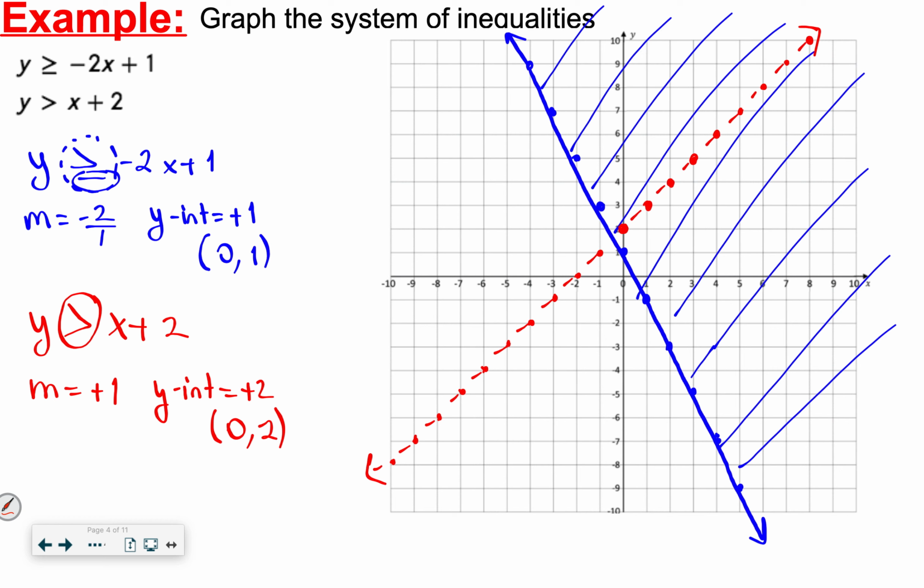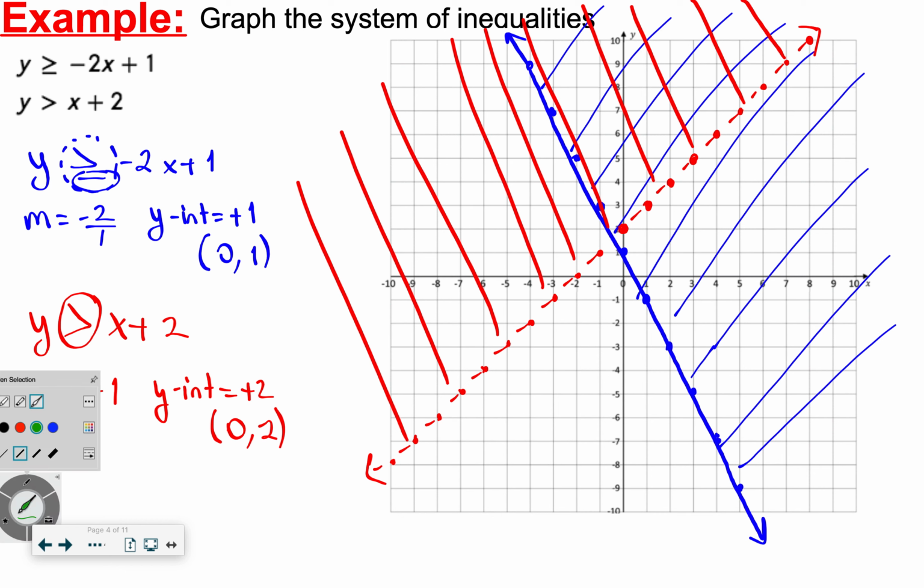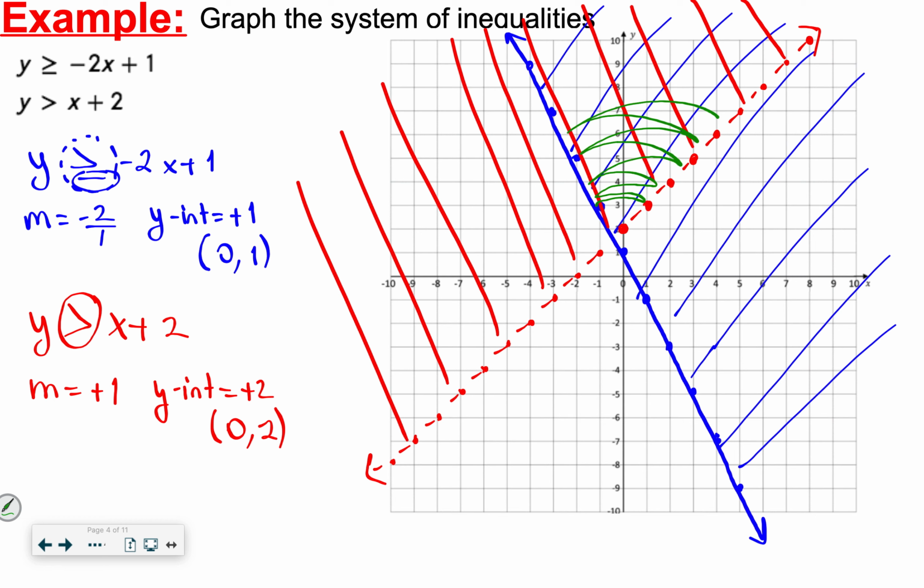After that, we will shade. Which part will we shade? Y is greater than, that's the reason we are going to shade above the line. This is the solution of the red inequality. Which part is the overlapped part? As you see here, this part is the overlapped part. And this is your solution.